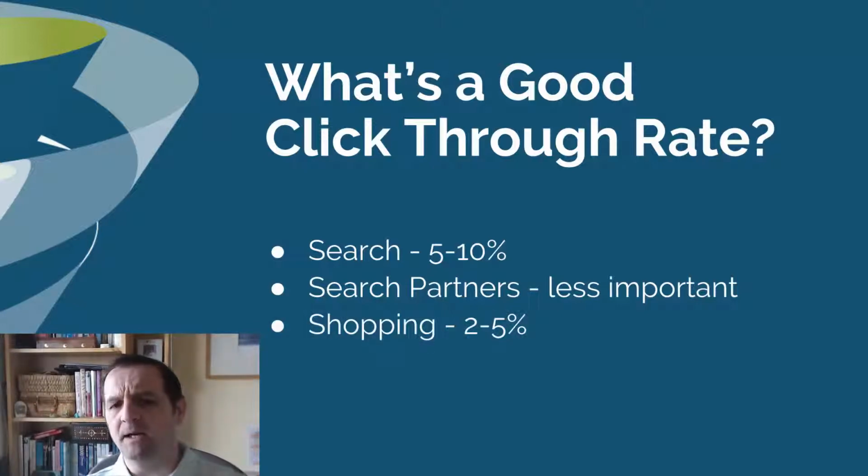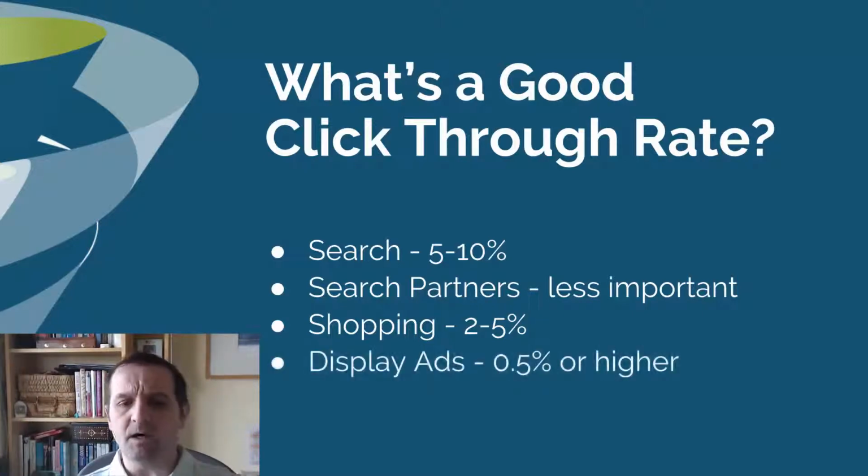On Google Shopping, we see click-through rates on kind of strong campaigns of between 2 and 5%. Again, it does vary according to ad position, and some keywords or some search queries will generate a higher click-through rate than others. Display ads, typically anything upwards of 0.5%, you're doing pretty well.